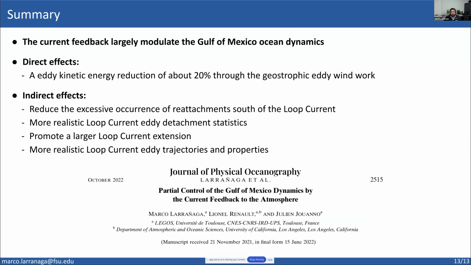So just as a summary, I think we largely demonstrate that the current feedbacks largely modulate the Gulf of Mexico ocean dynamics. First, by reducing the eddy kinetic energy by about 20% through the geostrophic eddy wind work, and that has many indirect effects. For example, we reduce the excessive occurrence of reattachments south of the loop current, and with that, we improve the realistic loop current eddy detachments, and we promote a more realistic loop current extension, and more realistic loop current eddy trajectories and properties.